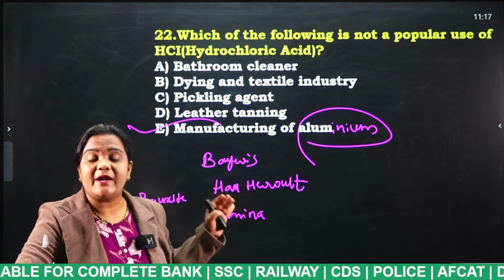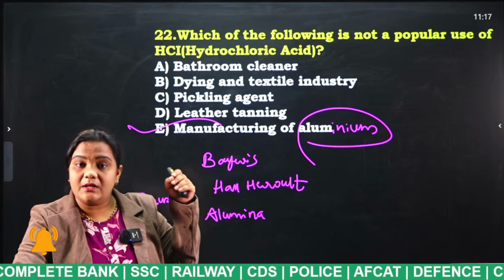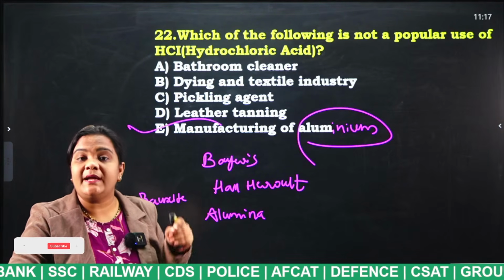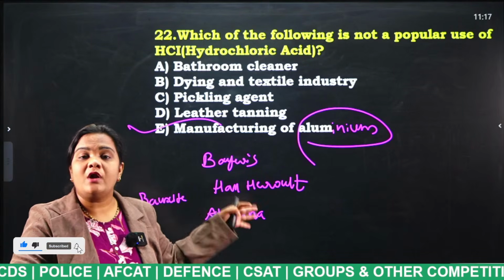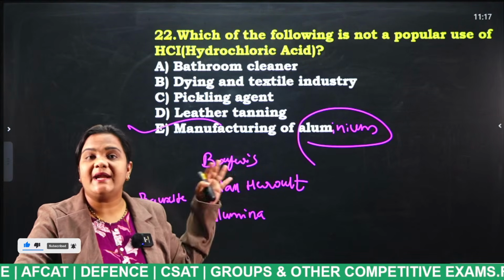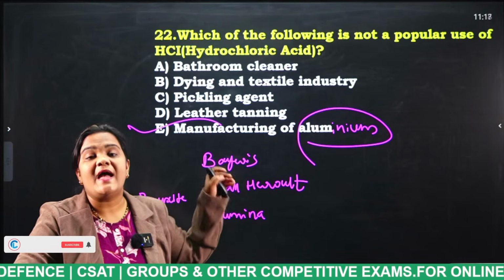What is this Hall-Héroult process? If we dissolve the alumina into cryolite, we will get the purest form of aluminium. We are not using HCl in any of the processes for the manufacturing of aluminium.